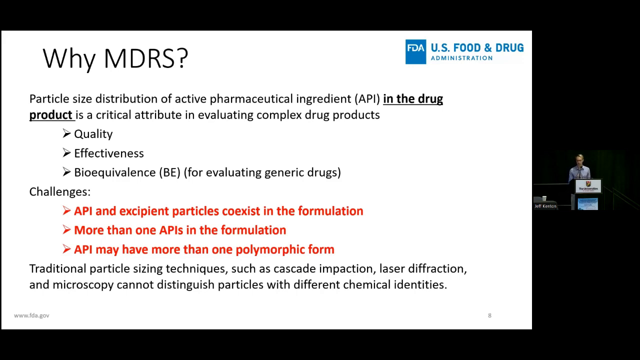Some of the challenges that MDRS addresses. So if you have excipients in the formulation or any other types of particles, you can isolate the API from the excipients if they coexist. You can isolate more than one API. I've seen up to 3 APIs in a formulation before, and MDRS can address this. And then if your API has more than one polymorphic form, depending on the drug, the API may be able to help you out here because different vibrational modes can isolate different polymorphs. So traditional particle sizing techniques, cascade impactors, laser diffraction, and just microscopy alone, they're kind of blind to these APIs. They just assume everything is either API or non-API. So this addresses those issues.